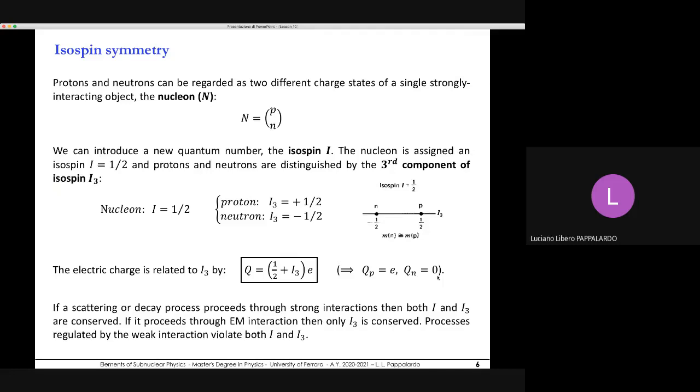Now, if a scattering or decay process proceeds through the strong interaction, then both isospin and the third component of isospin are conserved. This holds for all strong processes. If instead it goes through the electromagnetic interaction, then only the third component of isospin is conserved, but the total isospin is not. And if the process is regulated by the weak interaction, then both are violated, both I and I3.